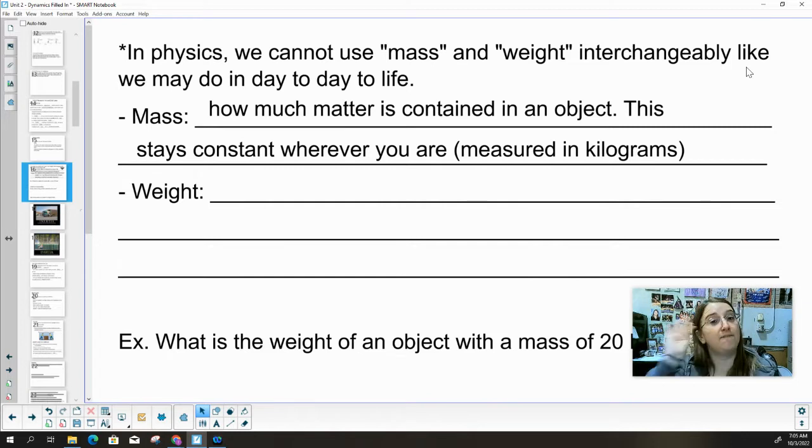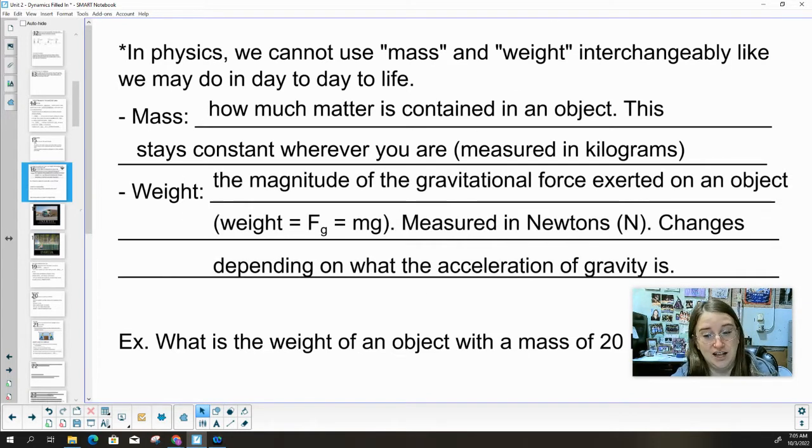However, weight in physics is something different. Weight is, it's a lot to write, the magnitude of the gravitational force exerted on an object. So whenever I say weight, I'm talking about the force of gravity. And we're going to talk more about forces in the next lesson, which equals mass times gravity. And again, we're going to talk a lot more about this. And again, gravity we know to be 10 meters per second squared, right? So if my mass is, well, we'll talk about that here.